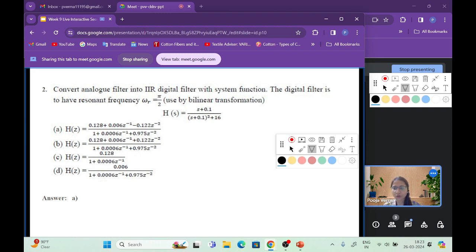Okay, the next question: convert the analog filter into a digital filter with the given system function. The digital filter is to have resonant frequency ωr equal to π/2, using bilinear transformation, and the transfer function is given as H(s) = (s + 0.1) / ((s + 0.1)² + 16). Okay, so let's solve this question.